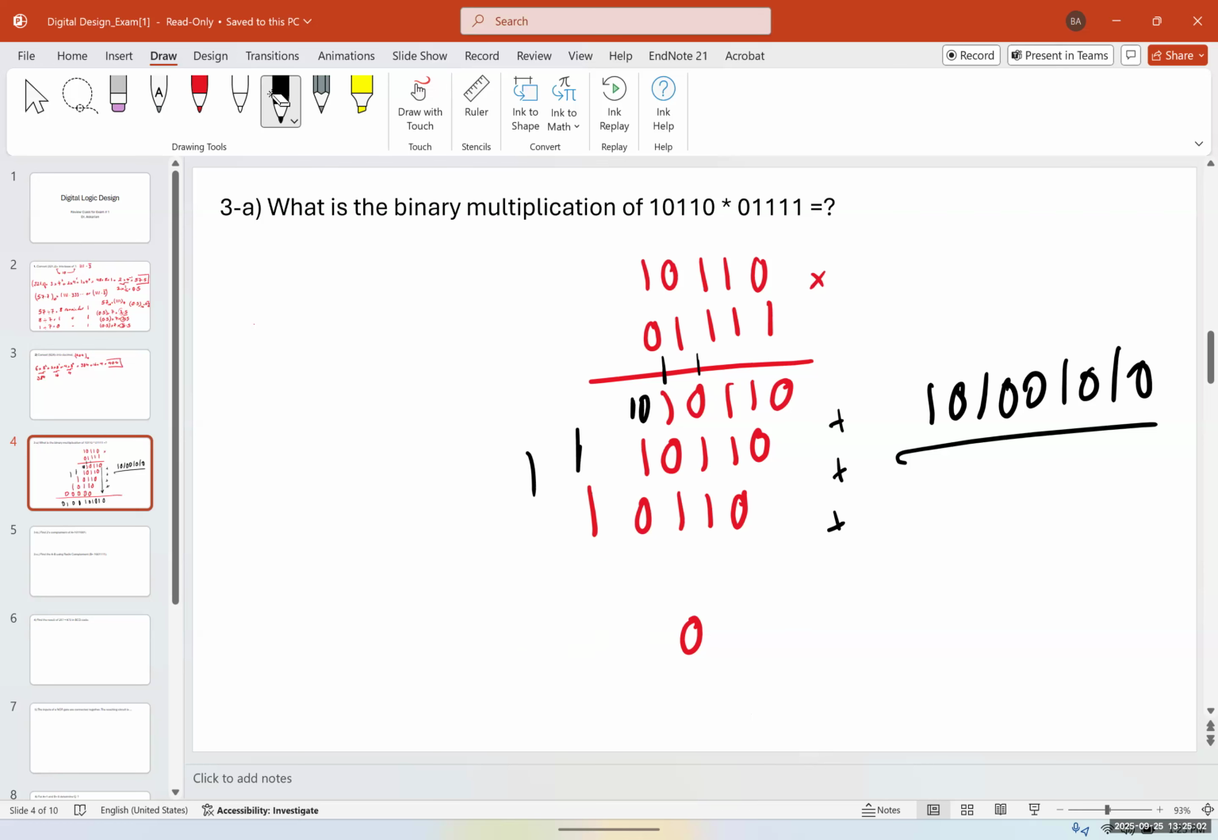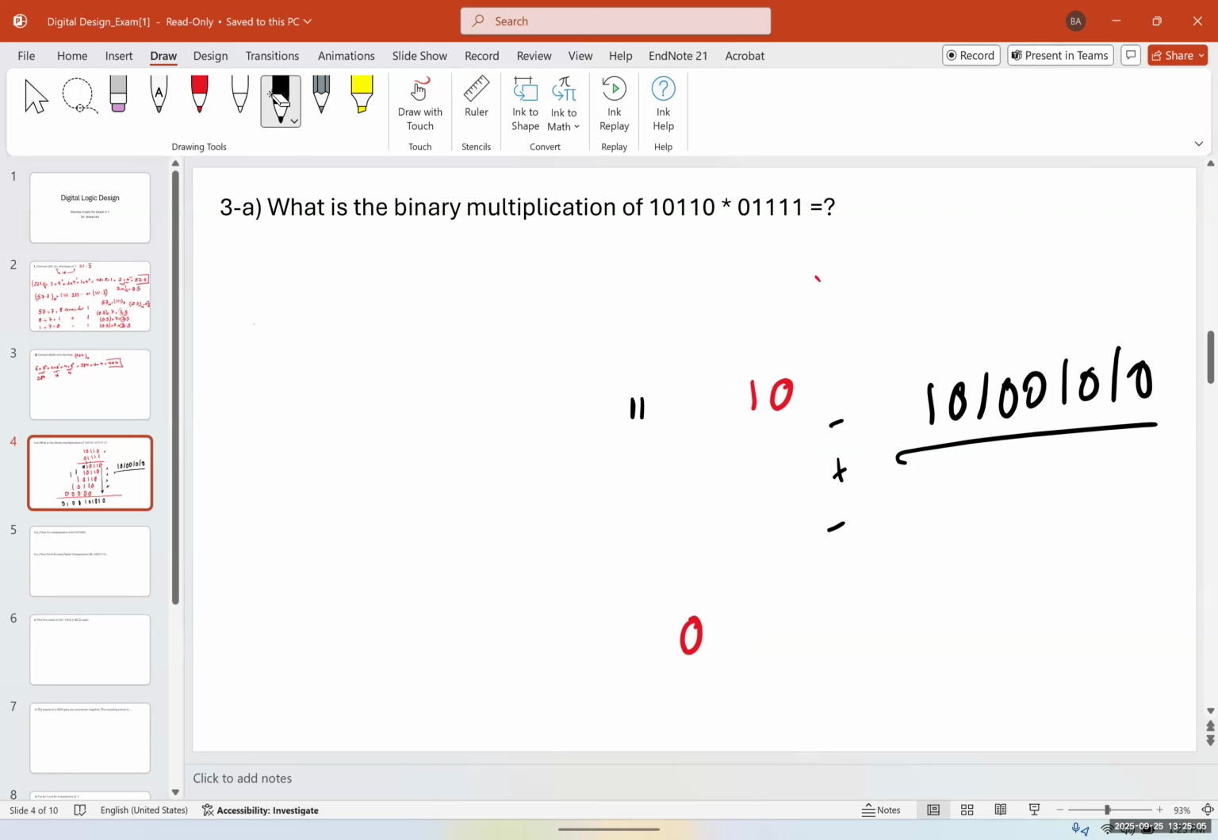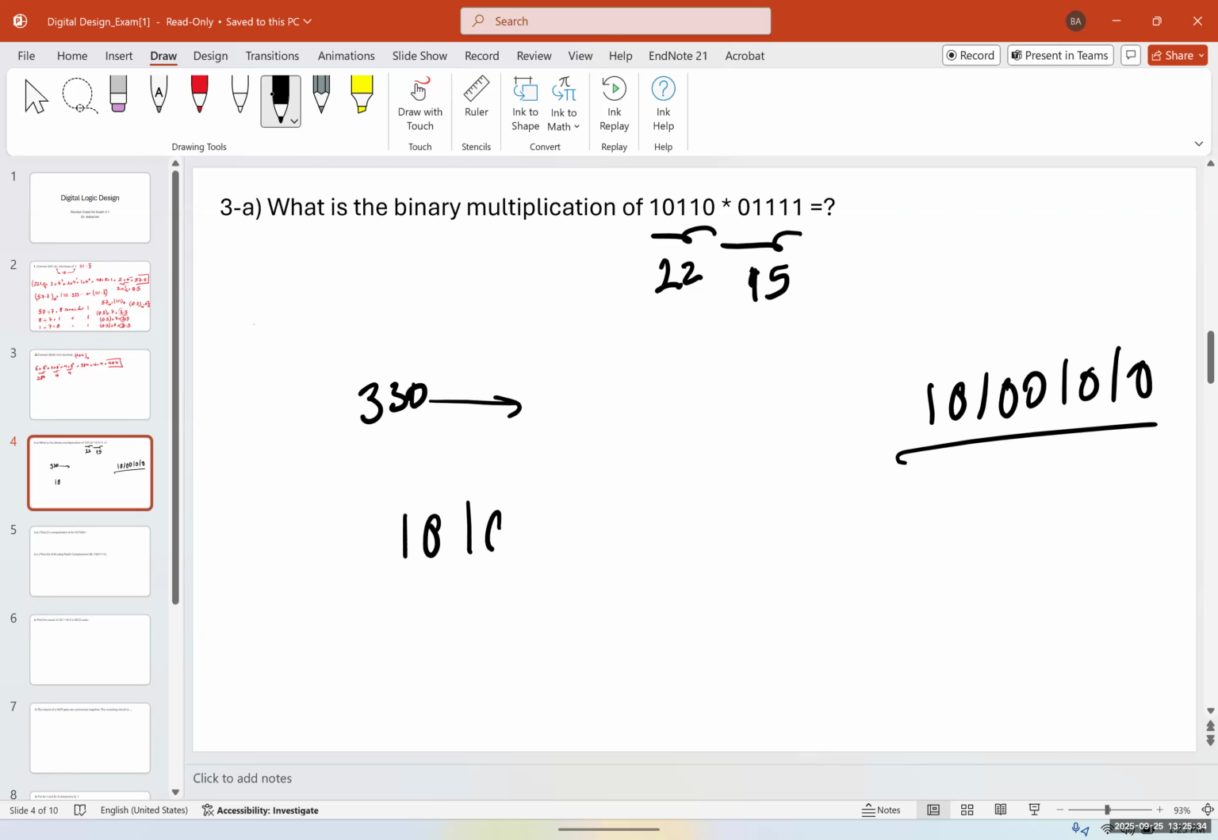This is one way to solve it. Another way to solve this, if you don't like this way, you would simply convert these two to decimal. If I convert them to decimal, I think this would be 22. This would be 15, yes. And then you multiply 22 by 15, you get 330. And then you can convert 330 back to binary. And you're going to have 1 0 1 0 0 1 0 1 0.